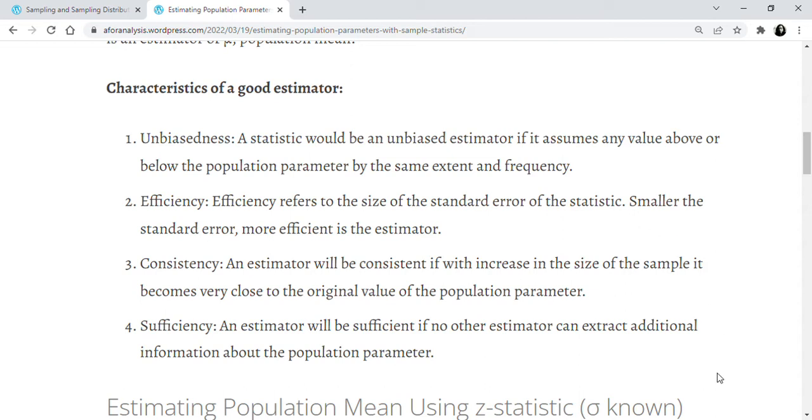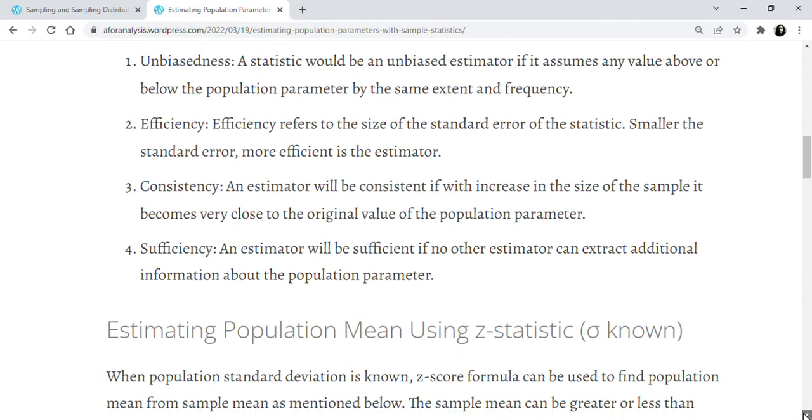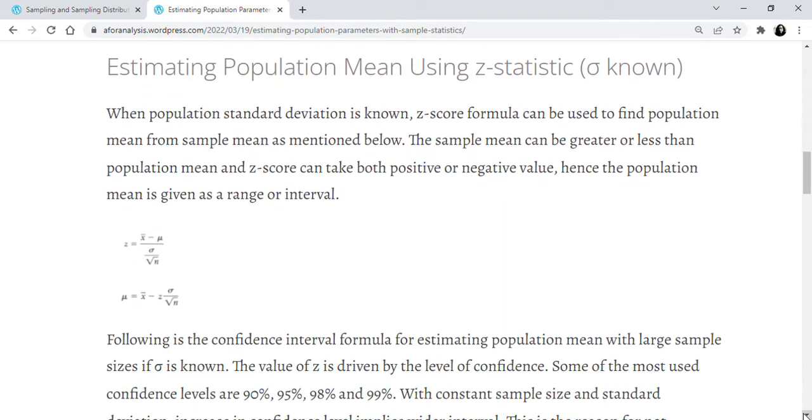Now let's look at a few of the use cases. First one is estimating population mean using the Z statistic. All of these cases are where we want to estimate something about the population from the same thing of the sample. So if we want to estimate the mean of the population, we have the sample mean. If we want to estimate the variance of the population, we have the sample variance, and so on.